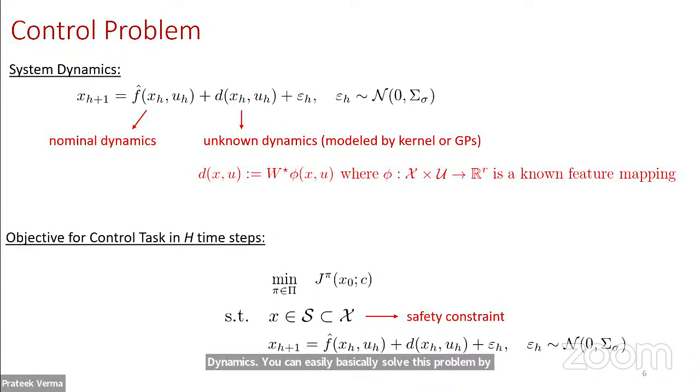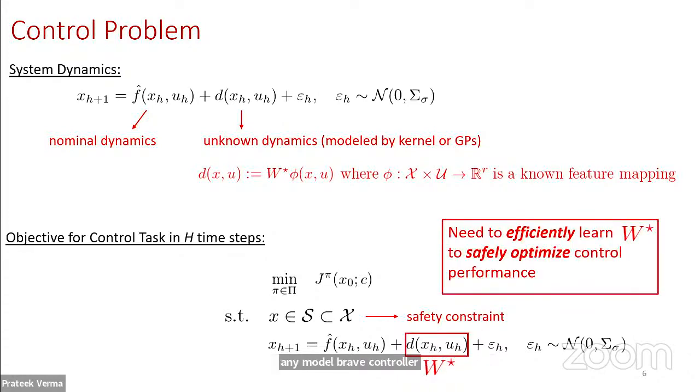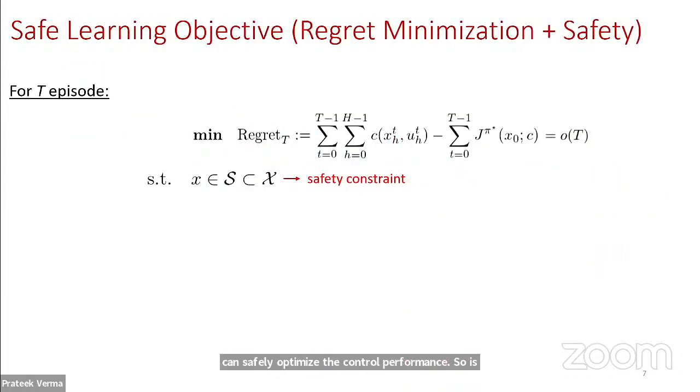But the challenging part is when you do not know the dynamics, meaning when you do not know the linear mapping W here, then the robots could run into risky situations or even not perform the task optimally, right? So in this case, what we want is to efficiently learn the weighting matrix W star so that we can safely optimize the control performance. So with that, we follow the evaluation metric used by the learning community, which is a safe learning objective focusing on regret minimization plus safety.